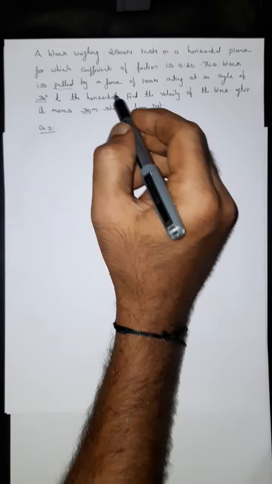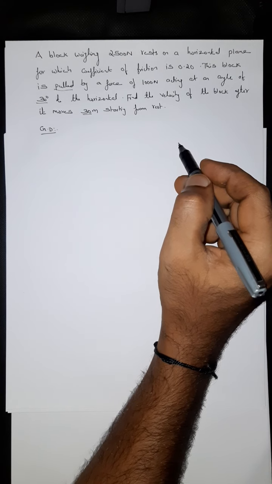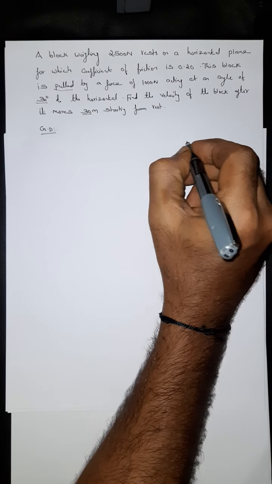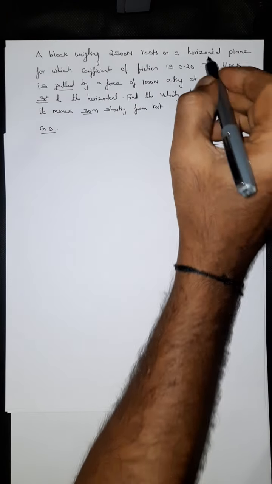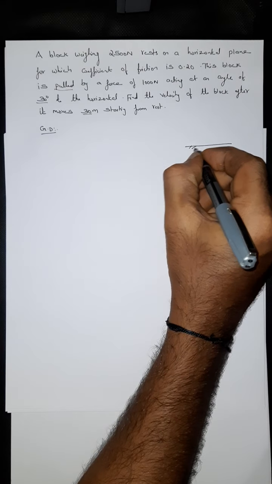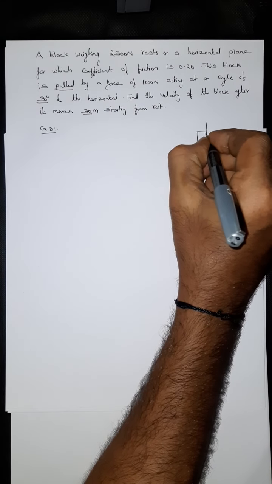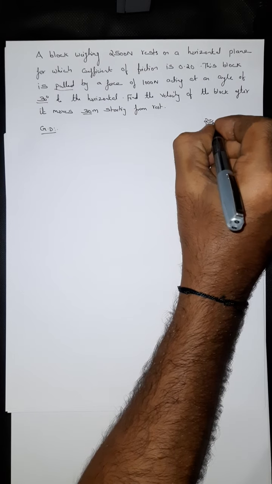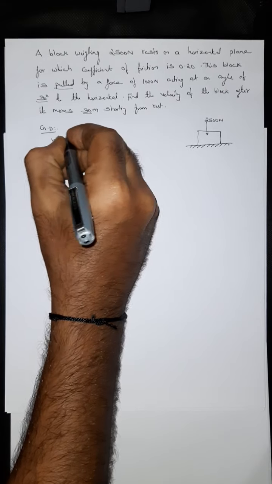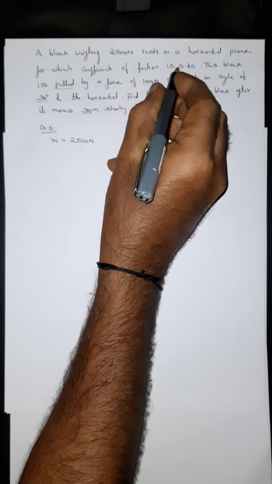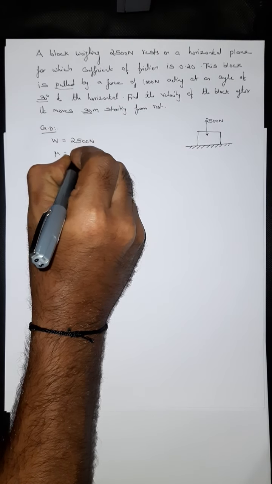Unfortunately no diagram or sketch has been given, so we'll have to draw the diagram. I'm going to draw the diagram first. It is clearly mentioned there is a horizontal plane. So this is a horizontal plane and a body is weighing 2500 Newton. So the weight of the body is 2500 Newton. Its coefficient of friction is 0.2, so mu is equal to 0.2.